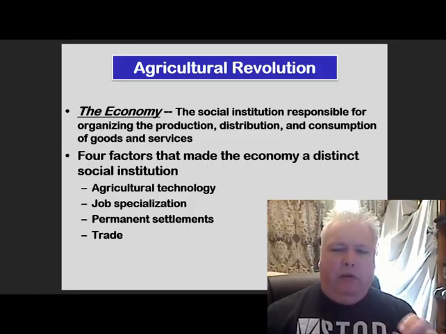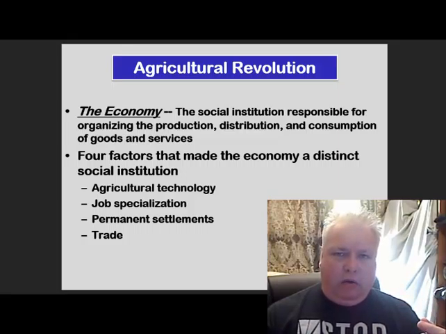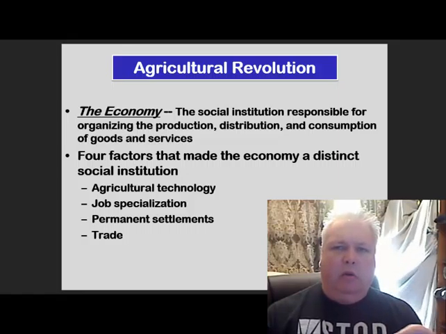But first, I wanted to say that there are four factors that made the economy a distinct social institution, the things that kind of brought it about. One is having agricultural technology, and I'll talk about why that's important in a few moments. Two, jobs became specialized, meaning that people started doing very specific types of jobs. Three, living in one place all year round instead of being nomadic, which we'll talk about in just a moment.